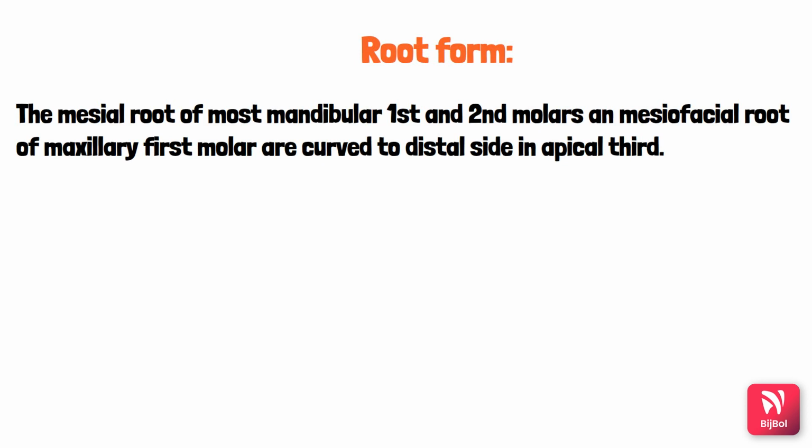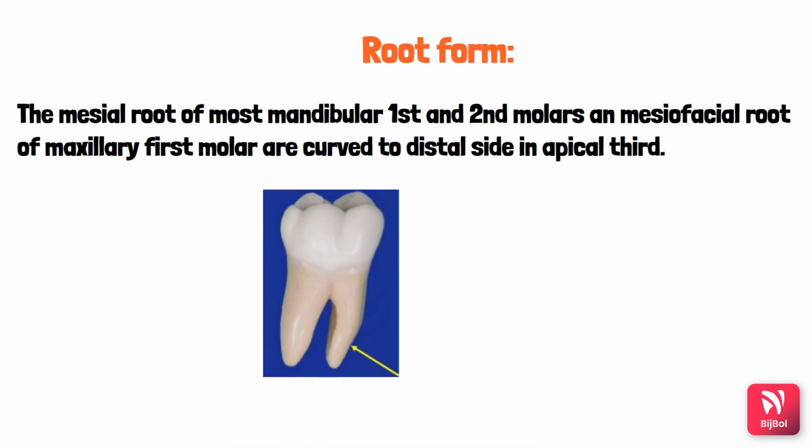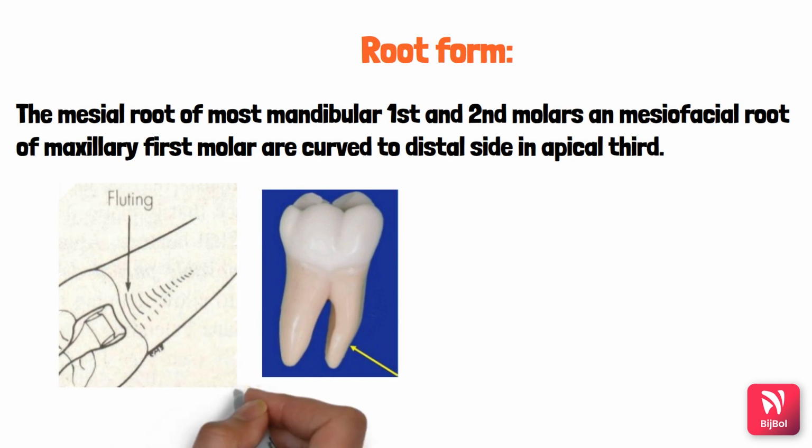Next, we will learn about another factor called root form. The mesial root of most mandibular first and second molars and the mesiofacial root of the maxillary first molar are curved to the distal side in the apical third. You can notice in the picture the distal bend of the root, right? So these curvatures will result in endodontic problems. That is, there might be perforations during the endodontic therapies, which will complicate the instrumentation also.